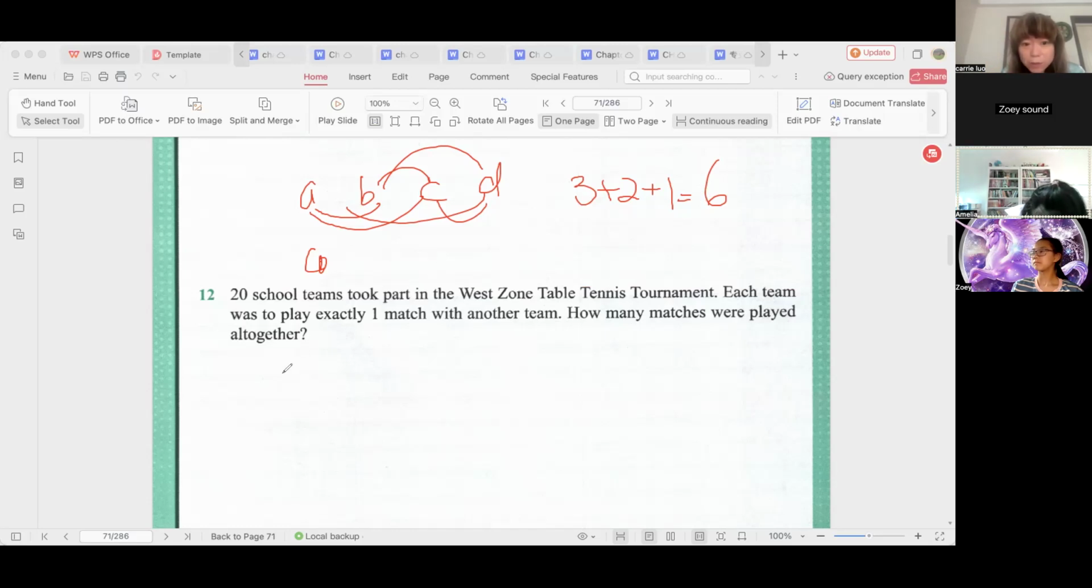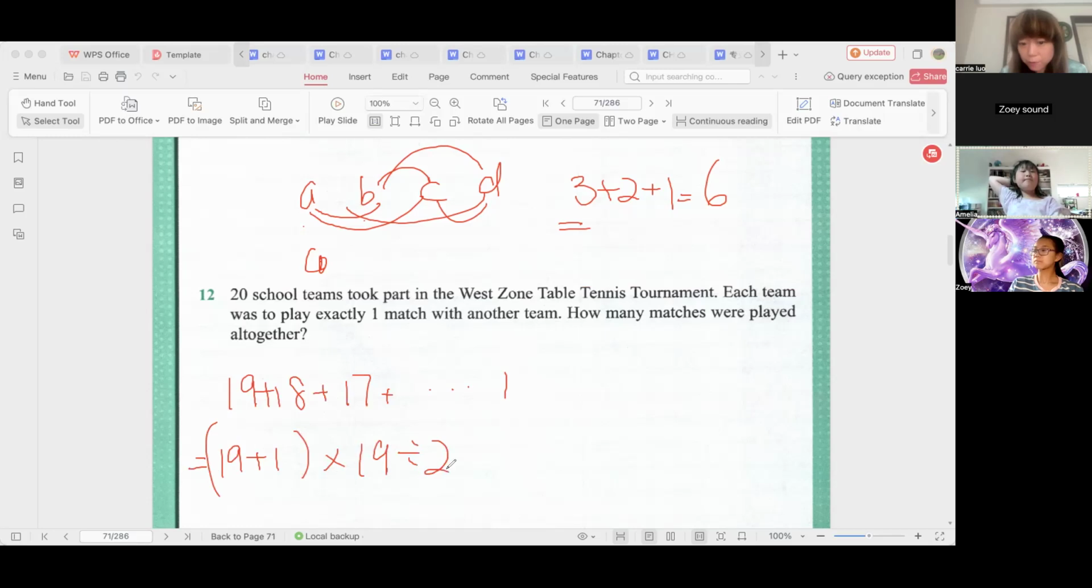Okay, so last question. 20 school teams take part in the tournament. You can see if there are 4 teams, we start with 3, right, Zoe? So with 20 school teams, we start with 19 because they cannot play against themselves, right? So basically it's 19 plus 18 plus 17 plus all the way down to 1. So that equals 19 plus 1 times 19 divided by 2.